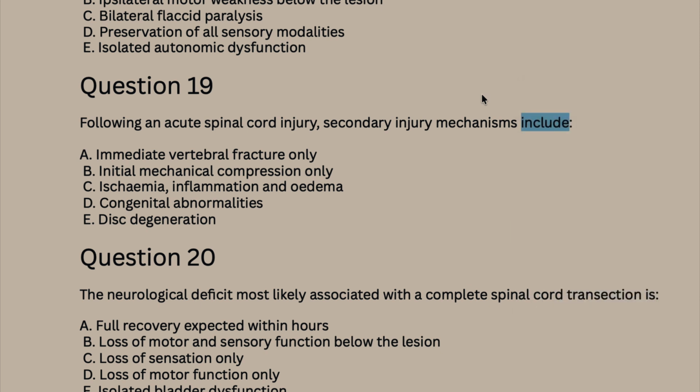Now let's look at the final question. So for the final question, it says complete spinal cord transection causes, and the correct answer will be loss of both motor and sensory function below the lesion. And the reason for that is because this represents complete interruption of ascending and descending pathways, and unfortunately neurological recovery is extremely limited.